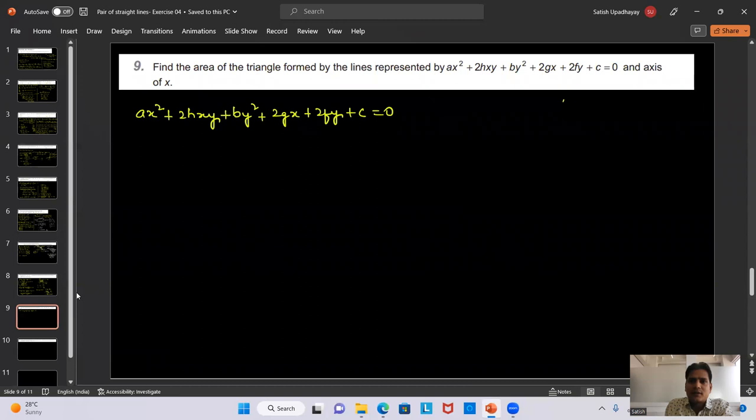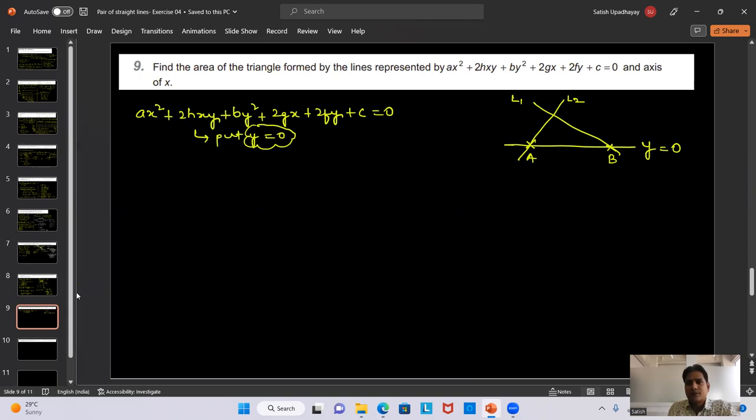So let me say these are the two straight lines, and this is our axis of x, means y equal to 0, and these are the L1 and L2 lines. If we put y equal to 0 in this equation, it will give us the x coordinates of these two points A and B. So let's do it: it will be ax square plus 0 plus 0 plus 2gx plus c equal to 0. So this is a quadratic in x.